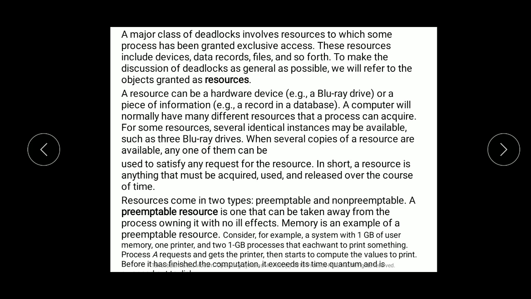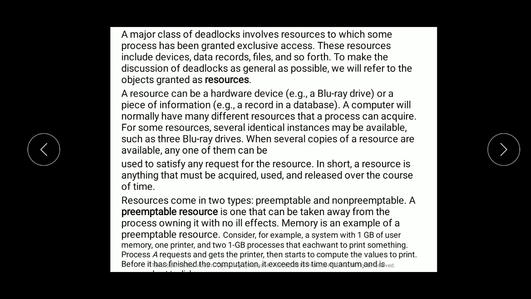So resources come in two types: preemptible resource and non-preemptible resource. Please keep this in mind, because further there are many jumbling things which will come. Resources are of two types. These are not deadlocks, these are resources. I repeat, resources are of two types, preemptible and non-preemptible.